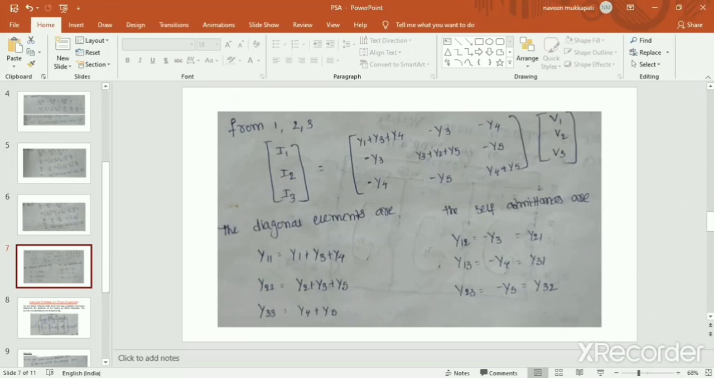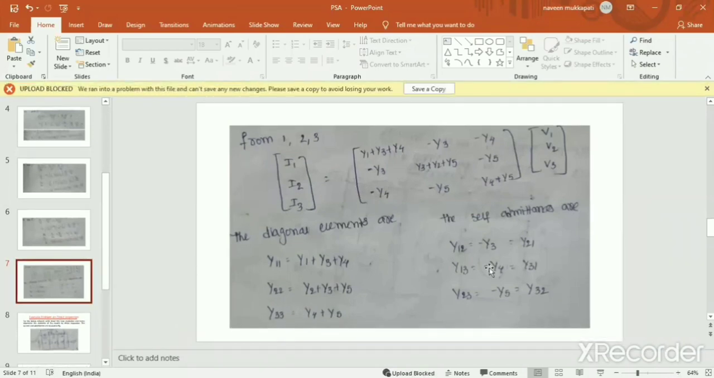This is the Y-bus matrix. I equal to Y into V. These are the diagonal elements and these are the non-diagonal elements. Diagonal elements are the self-admittances. This is the formation of the Y-bus matrix by using the direct inspection method. This is a very important problem in the first unit. Understand?